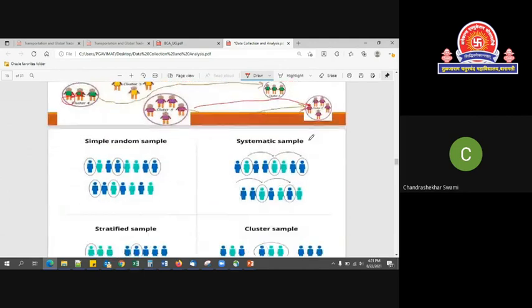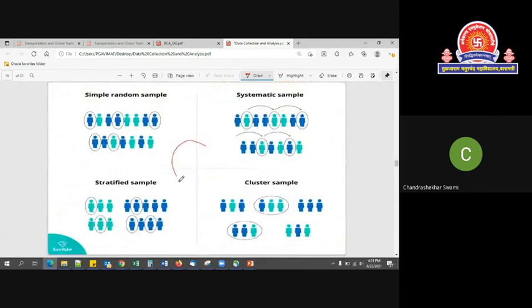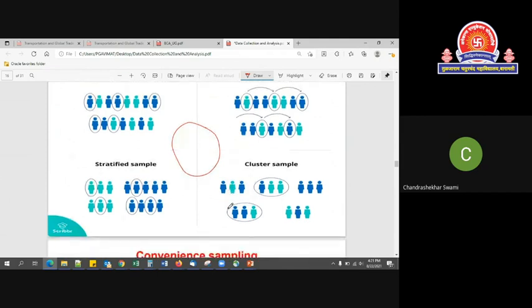So all these types are what? Probability sampling. Why is it called probability sampling? Because in systematic sampling, simple random sampling, stratified random sampling or cluster sampling, the sampling frame is available. If you don't have a sampling frame, it is not possible to use probability sampling methods. Probability sampling is not possible to conduct.